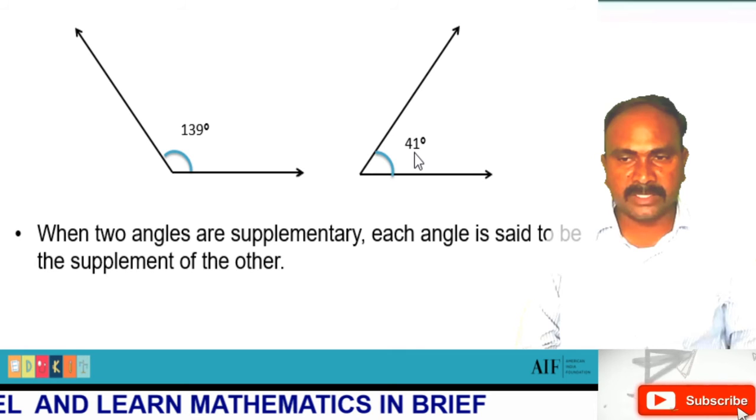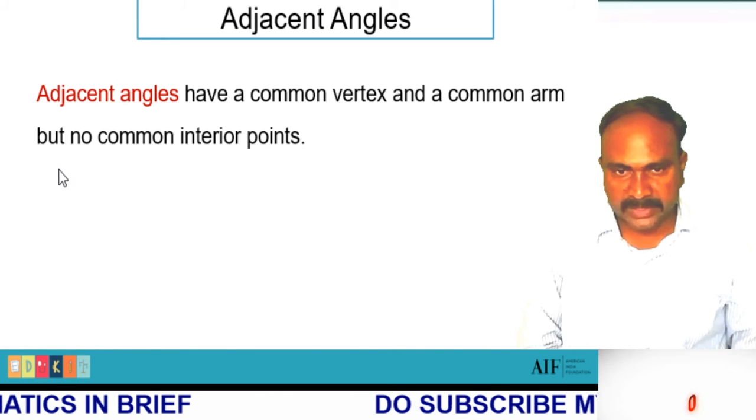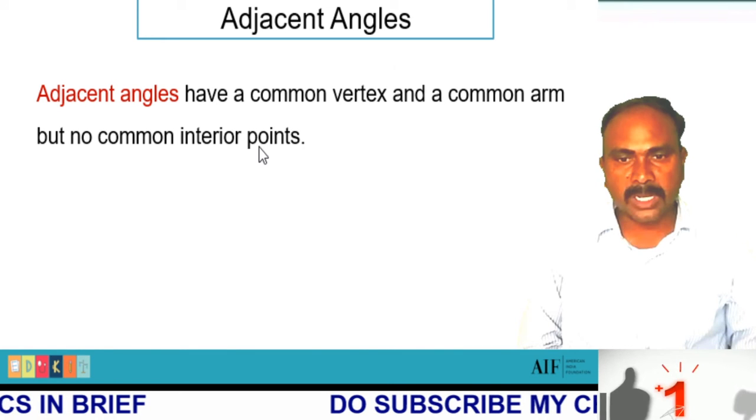Adjacent angles. Adjacent angles have a common vertex and a common arm, but no common interior points.